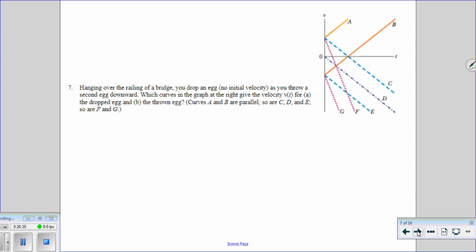So which one is the dropped egg? D. So why? Starts at a velocity of 0. Okay. And D is the only one that starts at 0, right? Everybody good? All right. So Joe, what do you got for the one that's being thrown?